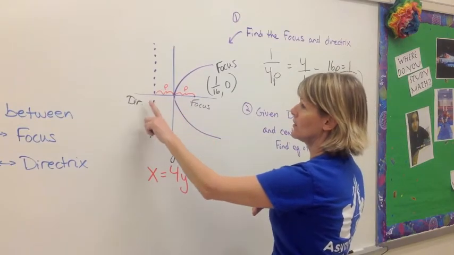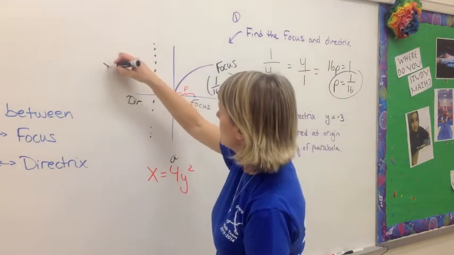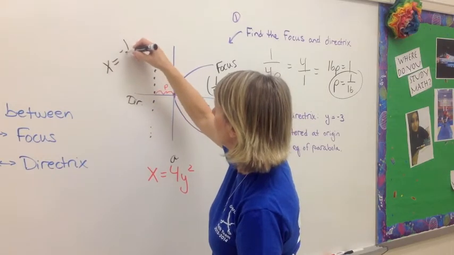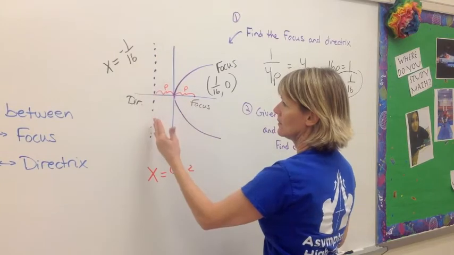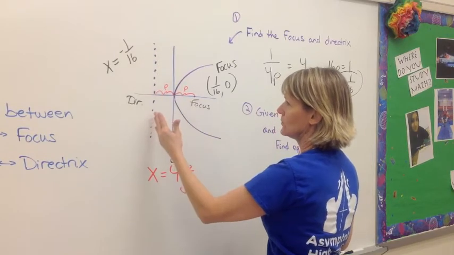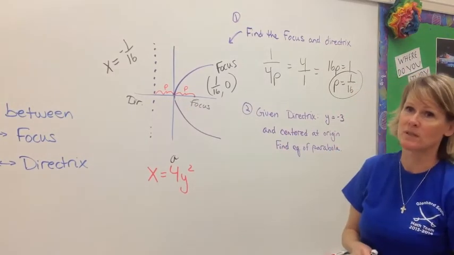And then for my directrix, I'm going to go back. So my directrix is going to be x equals negative 1 over 16, right? It's the equation of a line, so it's x equal to, and I'm going back 1 over 16, so it's at the point negative 1/16.